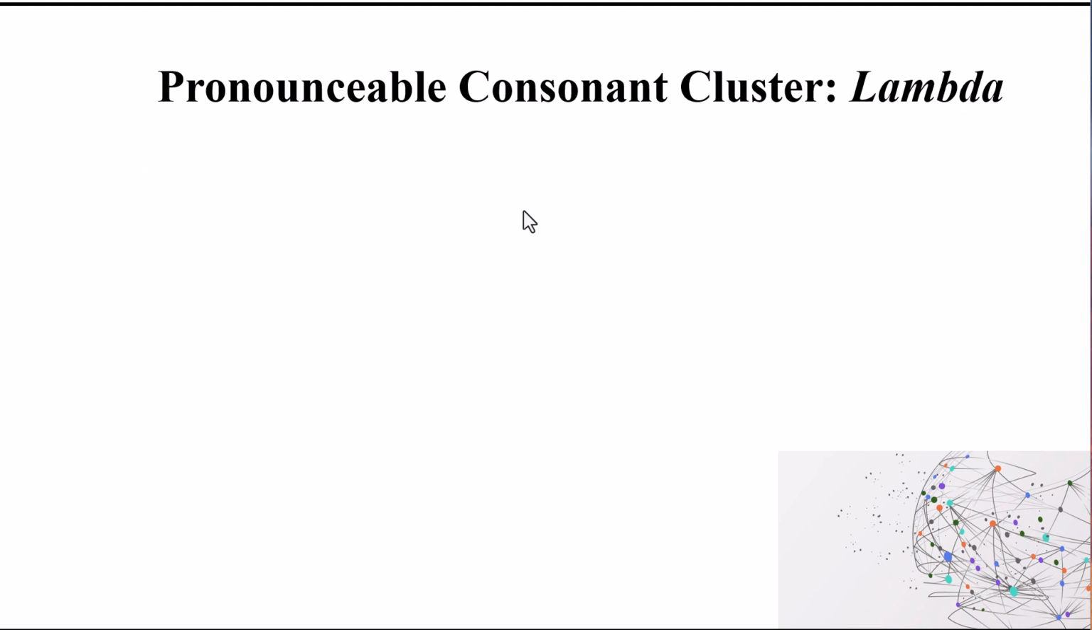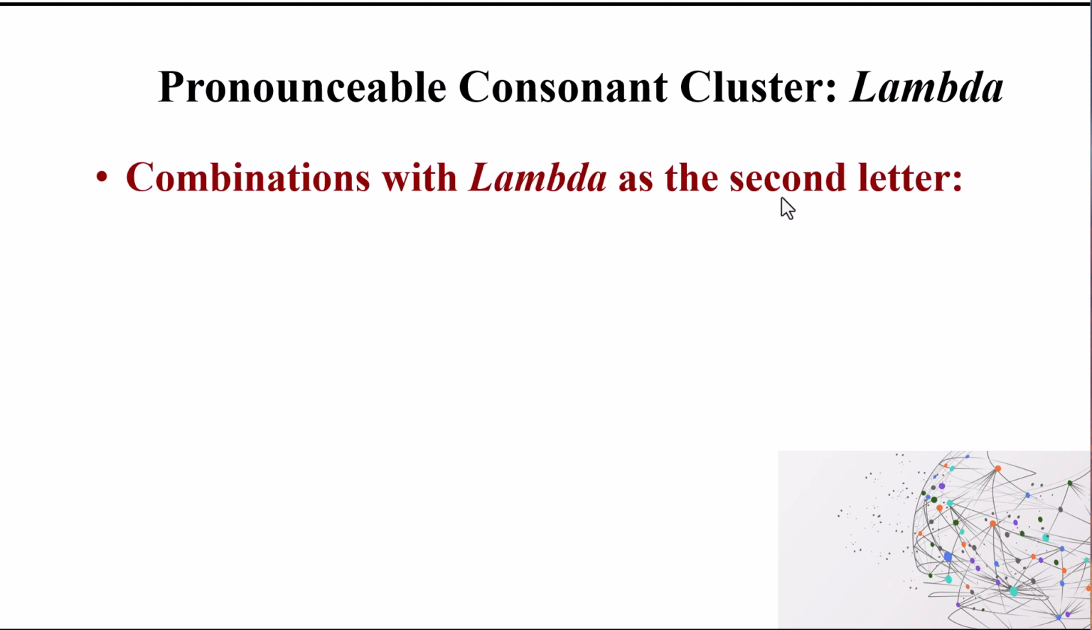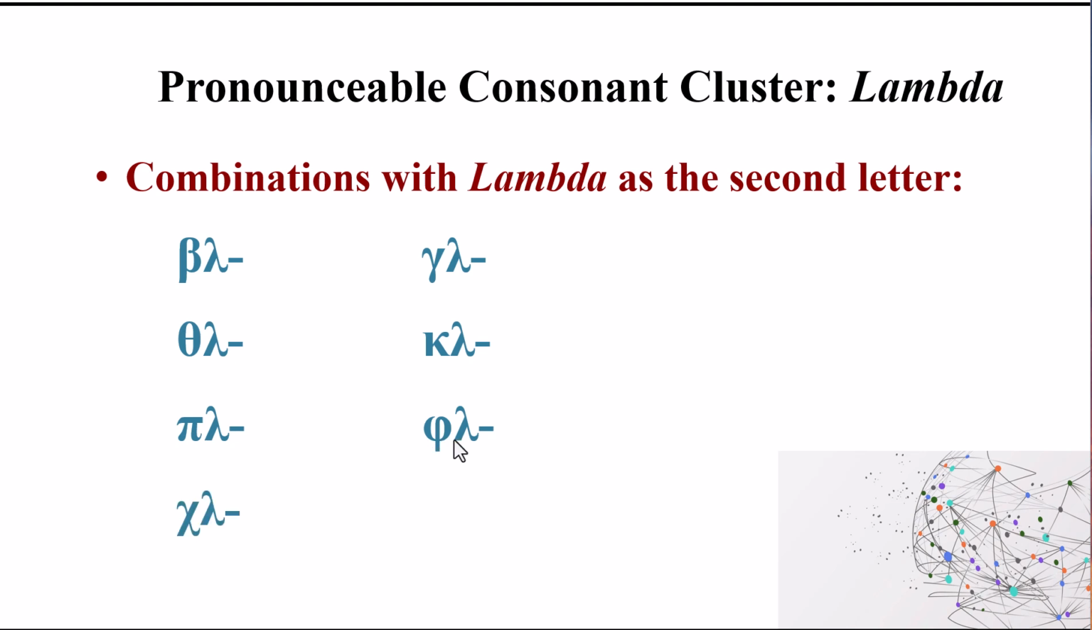There are also pronounceable consonant clusters where lambda is the second letter. So we have beta lambda, as in blepo, to see, or glossa, gamma lambda, tongue. Theta lambda, thlipsis, tribulation. Kappa lambda. So a number of these. Pi lambda, plerao, to fulfill. Phi lambda. And finally, chi lambda.